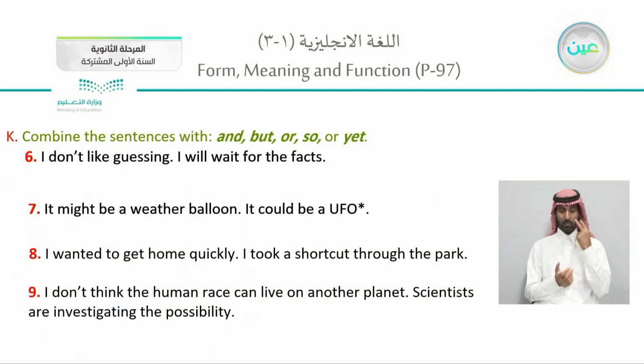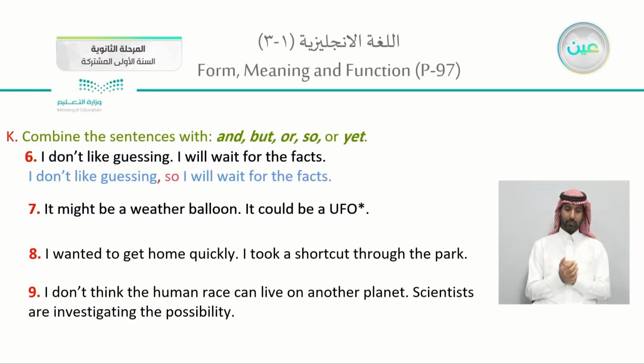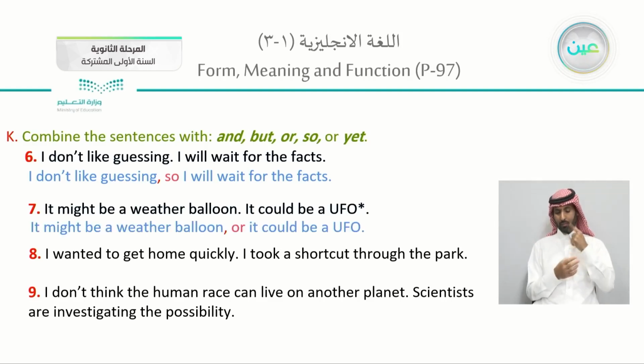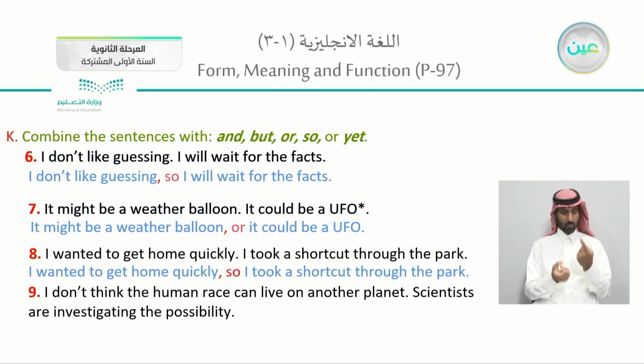Number 6, I don't like guessing. I will wait for the facts. So, I don't like guessing, so I will wait for the facts. Number 7, it might be a weather balloon. It could be a UFO. It might be a weather balloon, the other option, or it could be a UFO. Number 8, I wanted to get home quickly. As a result, I took a shortcut through the park. I wanted to get home quickly, so I took a shortcut through the park.